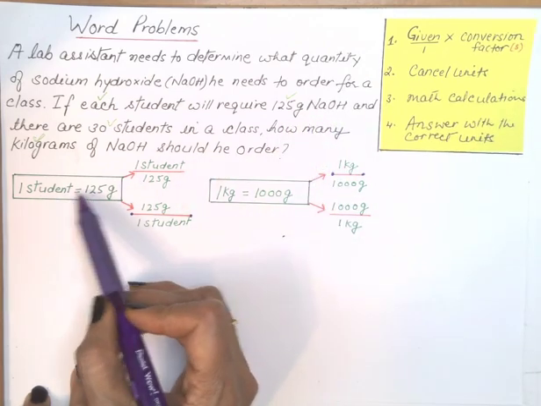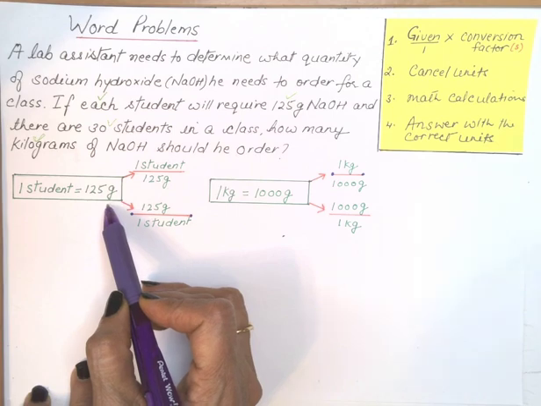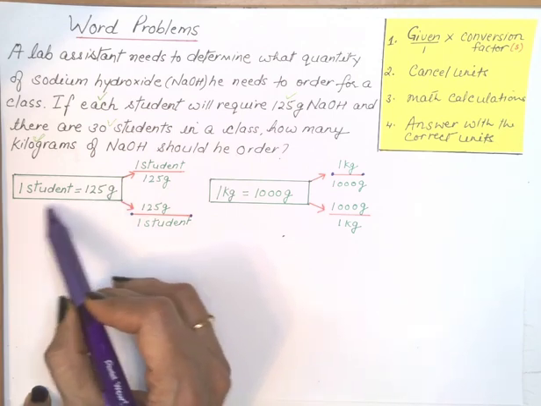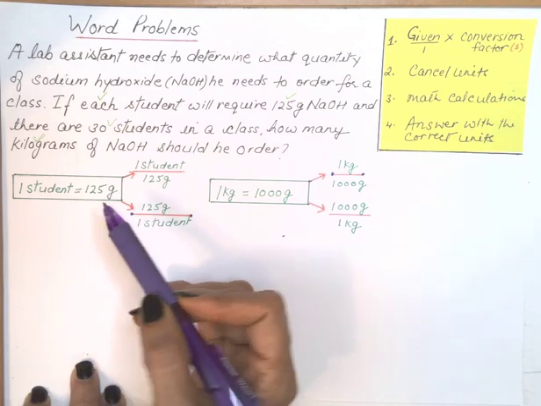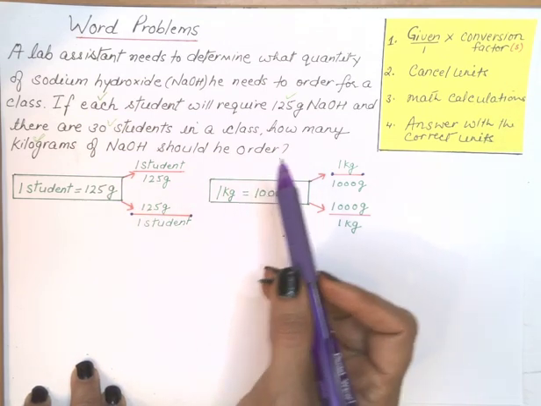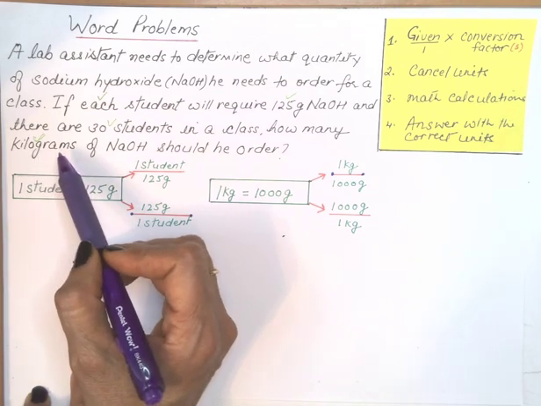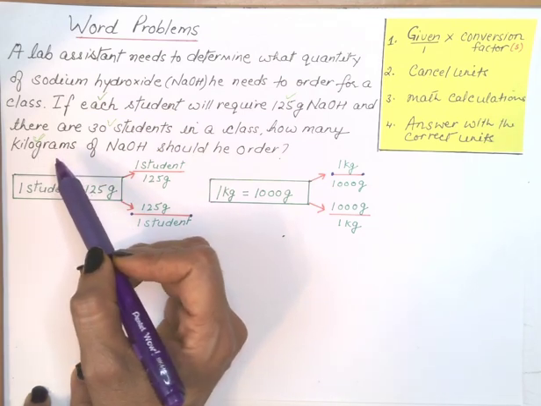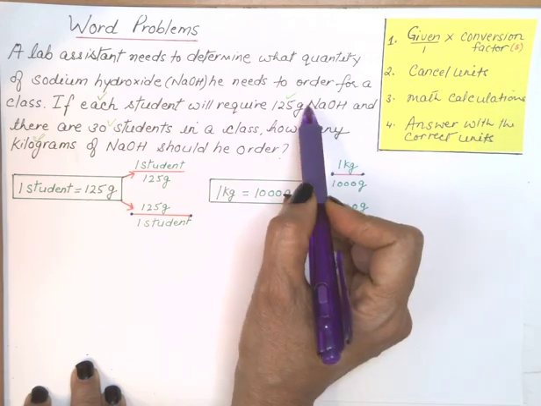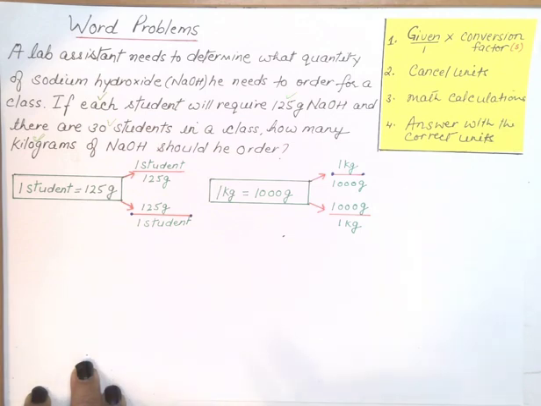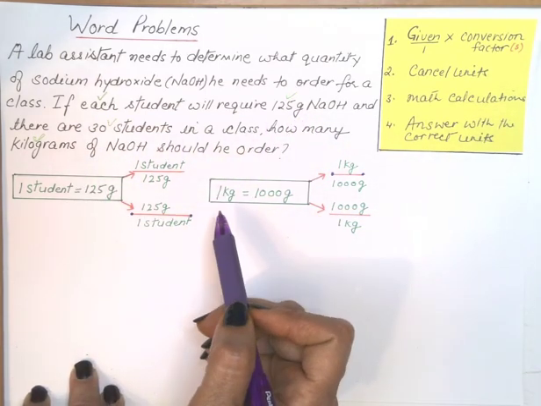So this is your one equivalent. Per student, 125 grams of sodium hydroxide. From this relationship, we can find the amount for 30 students. But wait, they want the kilograms here, not the grams. They want the kilograms. So we are going to need an equivalent for the relationship between kilograms and grams, since the given amount is in grams. So grams to kilograms, this is another equivalent.